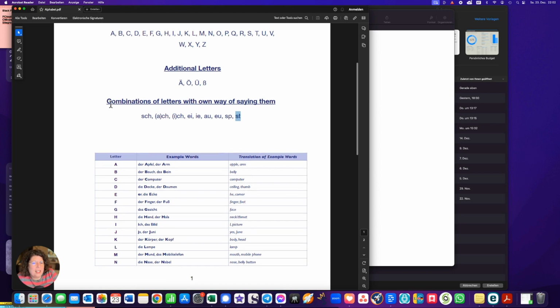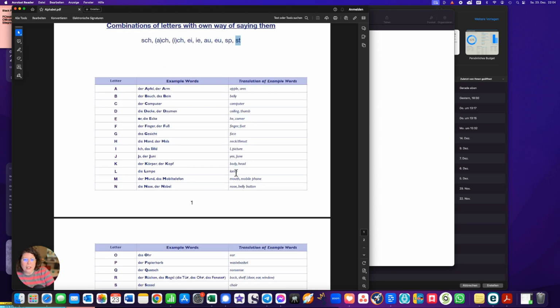Okay, so these are these special combinations. Okay, good. So let's go through the example words and the letters. I'm going to just say the letter in German now. And then I'm going to say the example words, and I'm going to give you the translations. So the letter A is called A, like in der Apfel, the apple. Der Apfel, der Arm. So repeat every one of these after me. Always repeat the letter and then the example words.